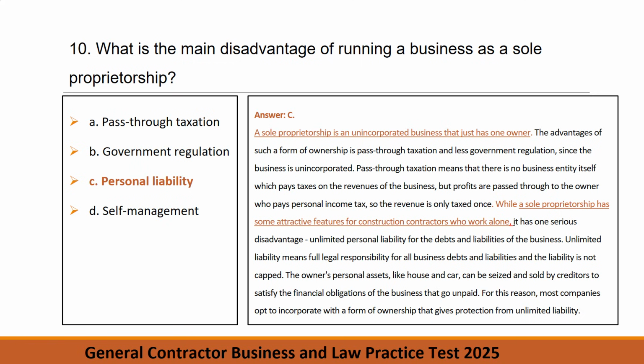While a sole proprietorship has some attractive features for construction contractors who work alone, it has one serious disadvantage: unlimited personal liability for the debts and liabilities of the business. Unlimited liability means full legal responsibility for all business debts and liabilities, and the liability is not capped. The owner's personal assets, like house and car, can be seized and sold by creditors to satisfy the financial obligations of the business that go unpaid. For this reason, most companies opt to incorporate with a form of ownership that gives protection from unlimited liability.